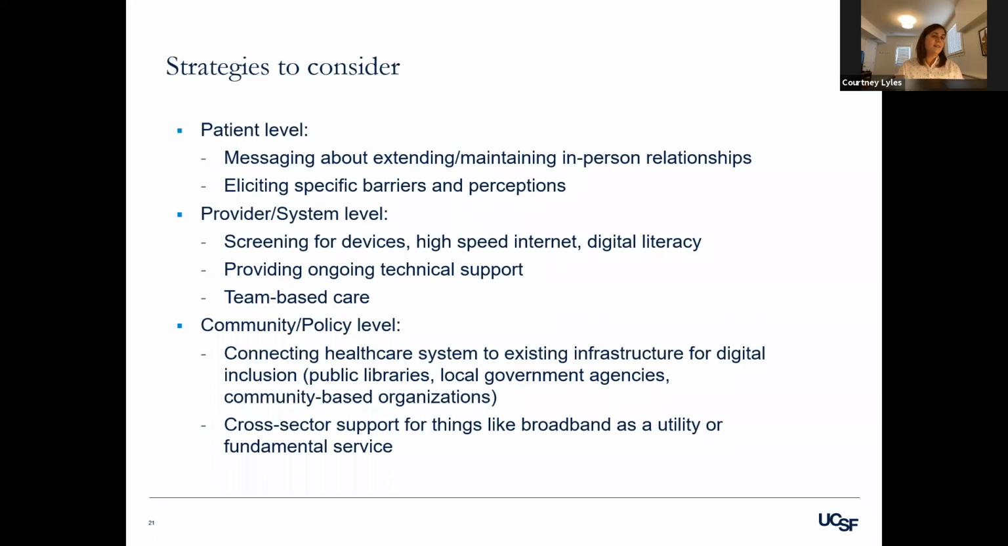And then lastly, at the higher, more policy level, from my personal standpoint, working in this digital inclusion space, there's lots of other resources out there that I think we could be doing a better job in healthcare, reaching out to public libraries, local government agencies, and community-based organizations who actually work on this as a digital access and skills issue on a daily basis, and how can we bridge those gaps?